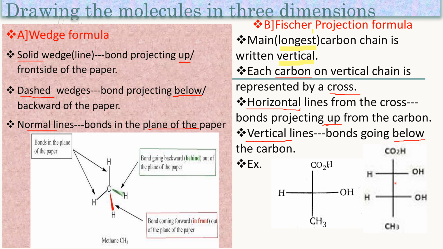Then this is another example, CO2H, then CHOH, CHOH and then CH3. That means it is a carboxylic acid with 4 carbon atoms. COOH is 1 carbon, then at the first cross point another second carbon atom, at the second cross point a third carbon atom, and at the terminal, that is the CH3 methyl group, this is the fourth carbon atom. So this is the Fischer projection formula for representation of molecules with a certain longest chain, with different numbers of carbon atoms.